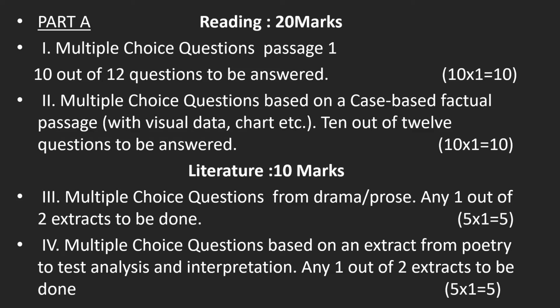Students, this year in the class 10 English paper, it has completely been divided into two parts, Part A and Part B. Part A is only objective questions. All are of 1 mark each. So the first is the reading section, which is for 20 marks. The first question will be a passage of around 400 words. There will be a total of 12 multiple choice questions, each of 1 mark, out of which you will choose 10. So the total marks would be 10 marks for the first question.